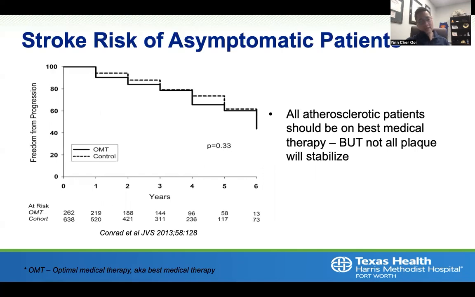I wanted to briefly highlight this study published in the JVS in 2013, looking at asymptomatic patients, 900 carotids with moderate stenosis. All patients underwent best medical management, and the study found that while all atherosclerotic patients should undergo best medical therapy, not all plaques will stabilize, and approximately 50% of the patients eventually had progression of disease, either progression of the stenosis to severe stenosis or developing a neurologic event.